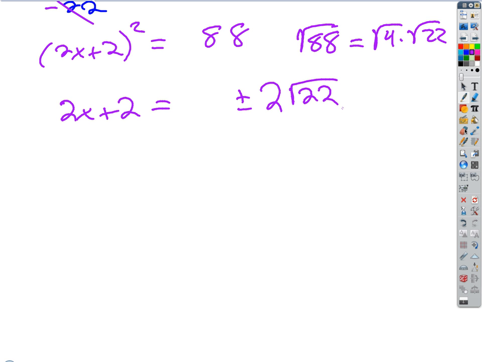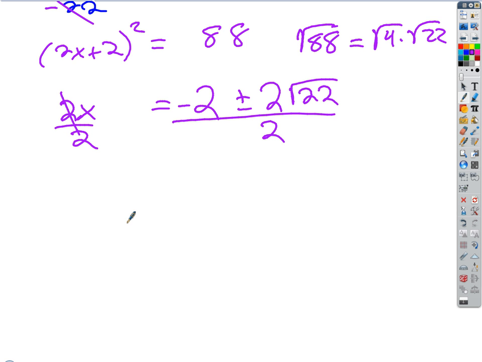Okay, now what? Subtract 2. If I subtract 2, I'm going to put the negative 2 in front of the plus or minus, right? Last step? Divide by 2. So those cancel. I get x equals, let's split it into separate fractions. Negative 2 over 2 is plus or minus 2 times the square root of 22 over 2. Don't the 2's cancel? There's my 2 answers. One for the plus, one for the minus, right?